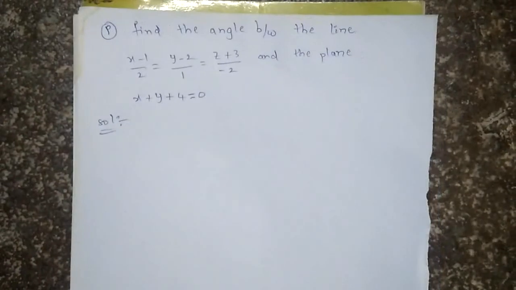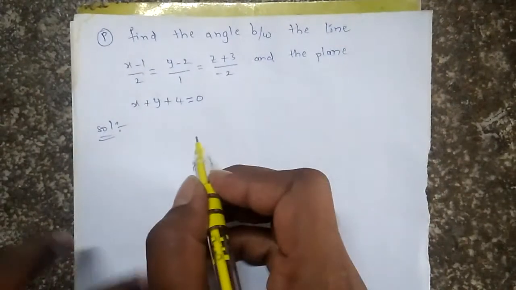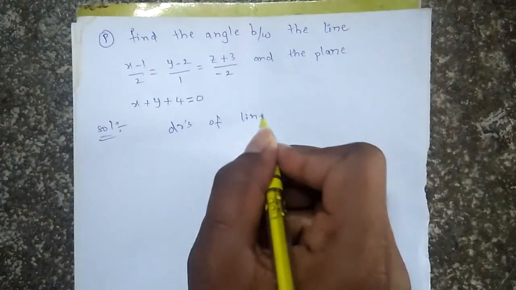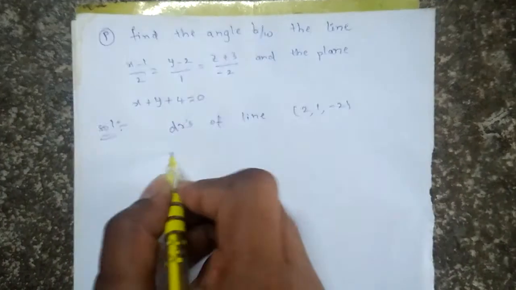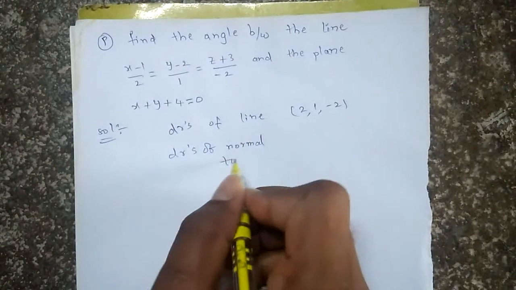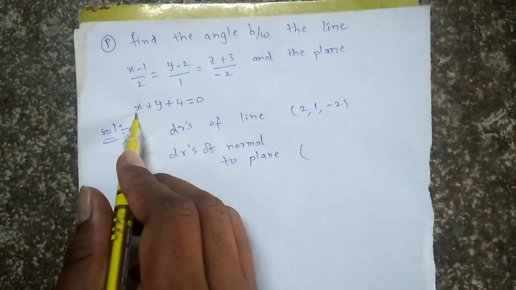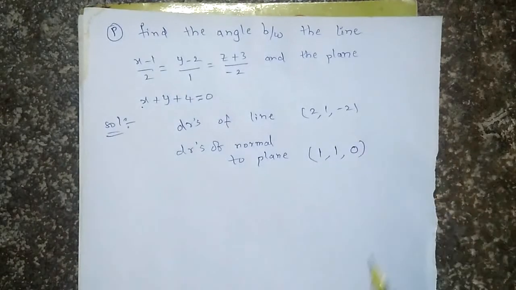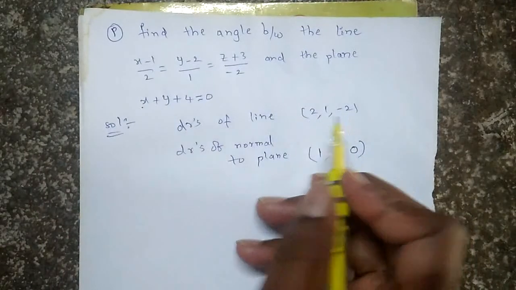So our next problem is find the angle between the line and the plane. Here the direction ratios of the line are 2, 1, minus 2, and here the plane equation is given. Here the direction ratios of the normal to the plane are, so the direction ratios mean coefficients. Here the x coefficient is 1, the y coefficient is 1, there is no z, which implies the z coefficient is 0. Here are the direction ratios of the normal to the plane. These are the direction ratios of the line.